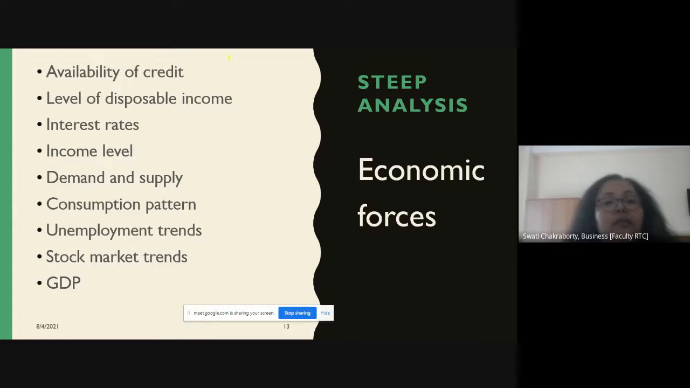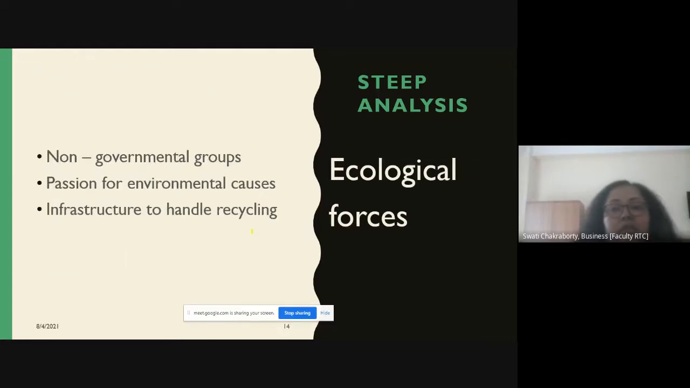Economic factors, that is amount of credit available, level of disposable income, interest rate, income level, demand and supply, consumption pattern of people, unemployment trends in the economy, the stock market trends, the GDP, right?